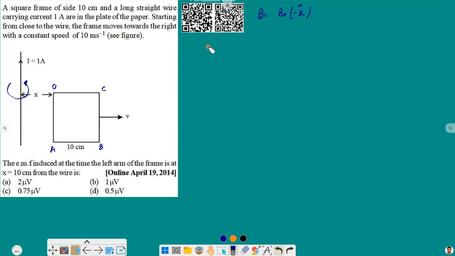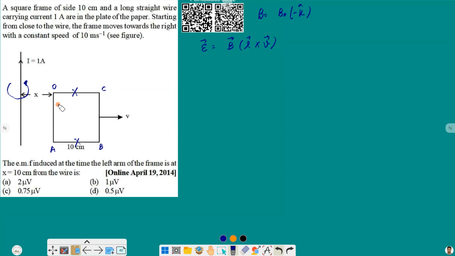We have to find the induced EMF, right? So the induced EMF is given by B into L cross V. Now the velocity is in the x direction, and the length of DC is also in the x direction, and the length of AB is also in the x direction. So for both of these conductors there will be no induced EMF, as length and velocity are both in the same direction. Now only AD and CB are left.